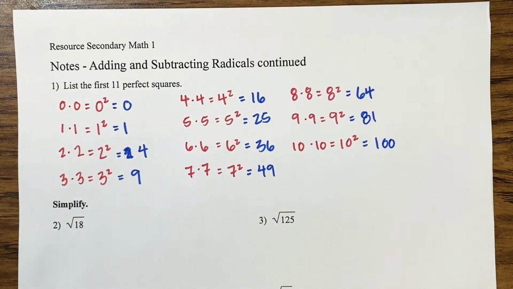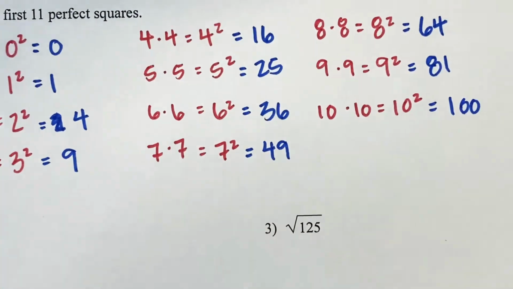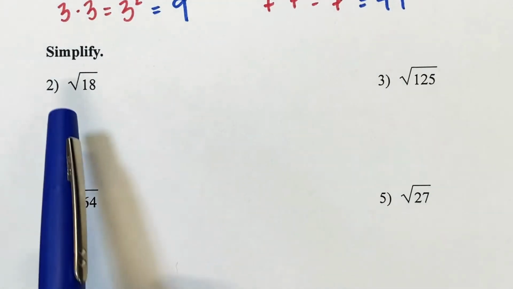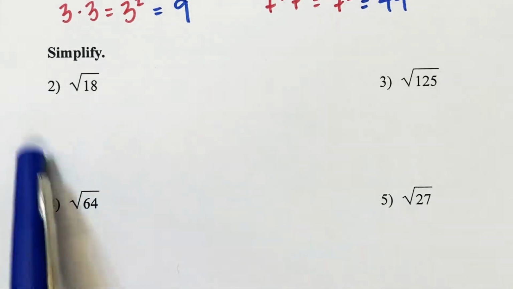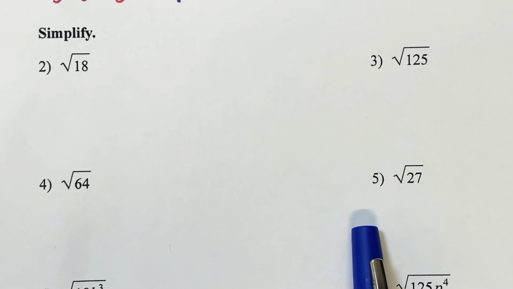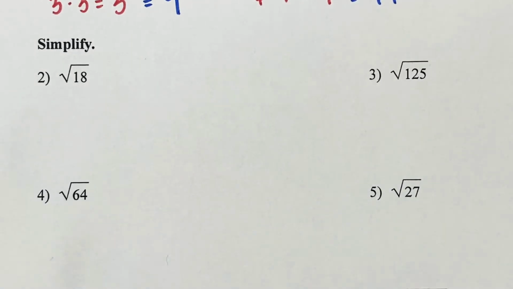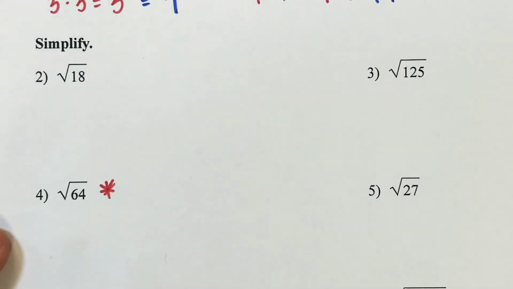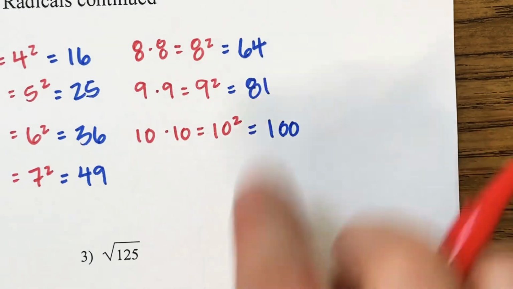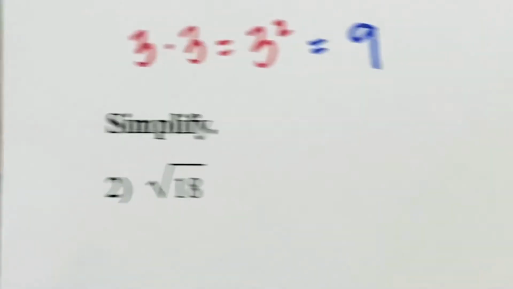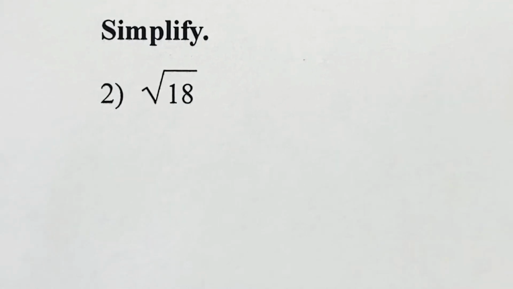Okay, so now what I want you guys to do is look at numbers 2 through 5. Look at the numbers inside your radical or your square root. Are any of these numbers in this list up here in blue? If they are, put a star by them. Okay, the only number that I saw that's up there in blue is 64, right? 64 was the only number up there in blue. Okay, so we're gonna save that. Just put the star by number 4, and let's go ahead and practice simplifying these radicals some more.